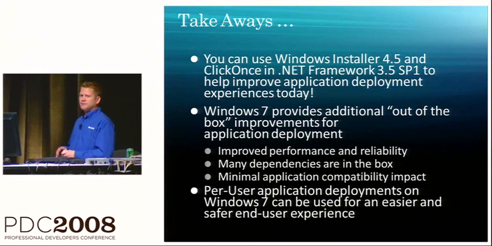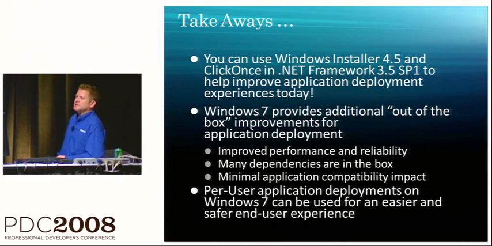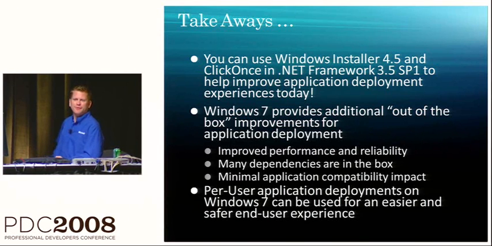So, takeaways from the talk. The first thing is that you can use the Windows Installer 4.5 again. You should look at that today for improving your experiences. With Windows 7, we have additional out-of-the-box improvements for application deployment. There's improved performance and reliability, and many dependencies that you might have, whether it be the .NET Framework or the Windows Installer, are in the box, so you don't have to worry about redistributing those. And again, there's minimal application compatibility impact.